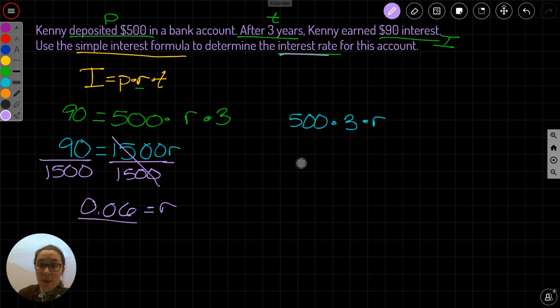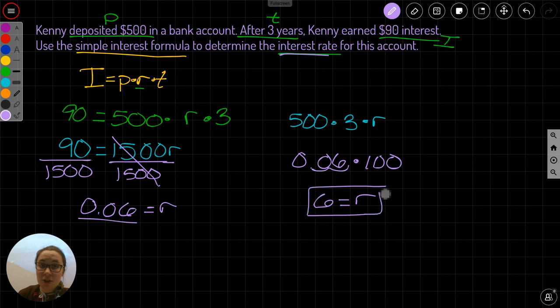Now, to turn this decimal into a percent, because interest rates are in percents, not decimals, we just need to multiply it by 100. 0.06 times 100. Move that decimal place 2 places to the right, and we have 6 equals R. Our interest rate was 6%.